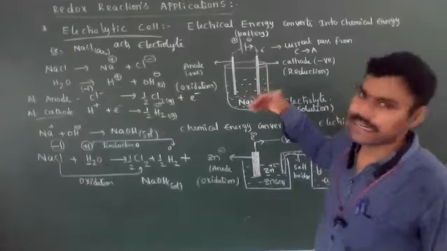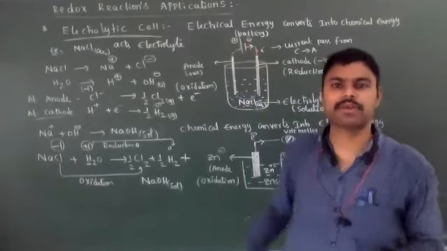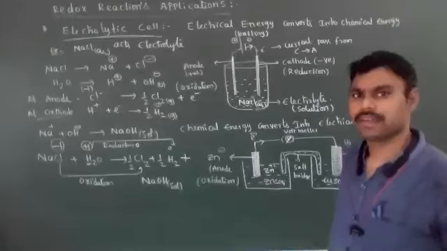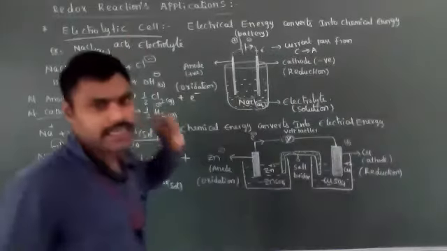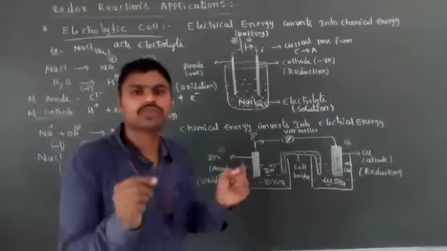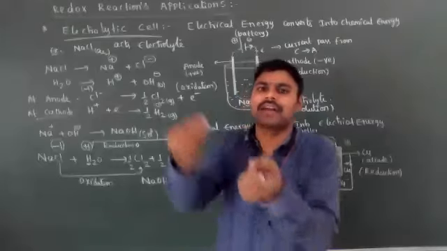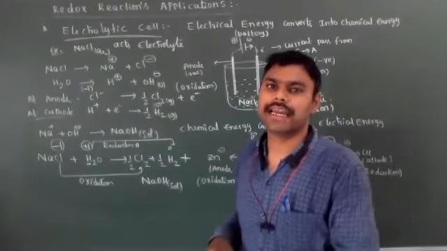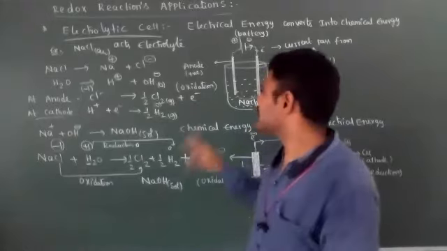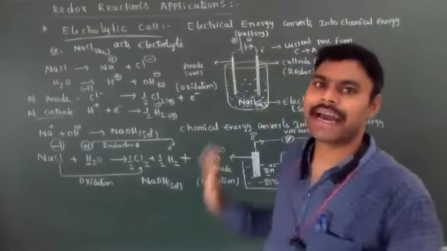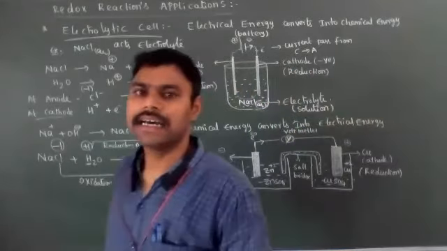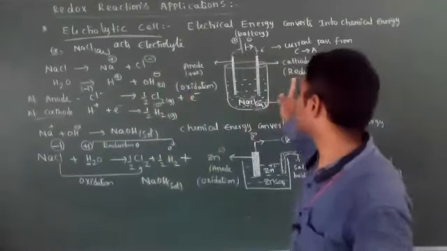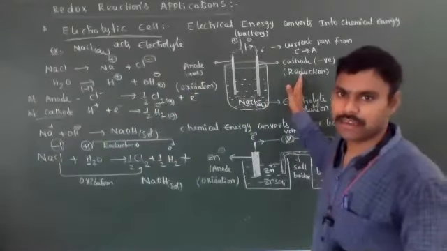More details we'll discuss in the second PUC electrochemistry chapter. Clear? So, what is an electrolytic cell? It is a device used for converting electrical energy into chemical energy. It contains an anode and a cathode. Two electrodes are present. At the anode, oxidation takes place and at the cathode, reduction takes place.